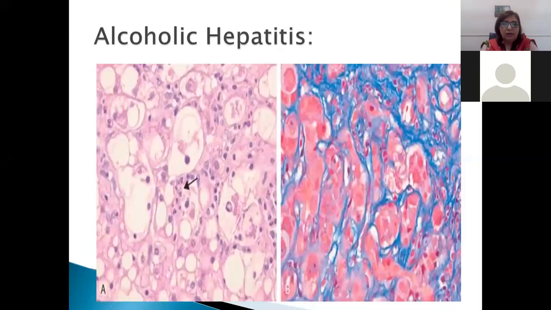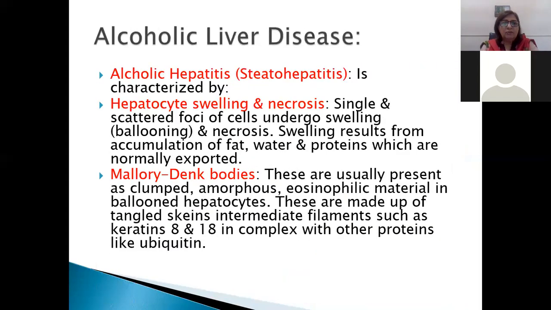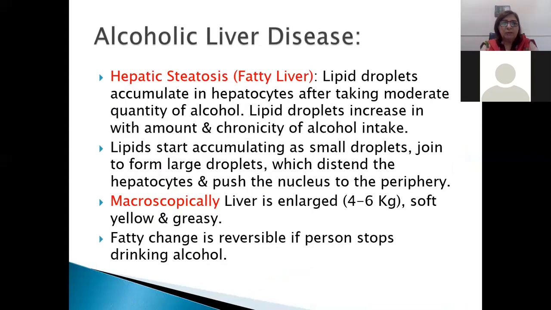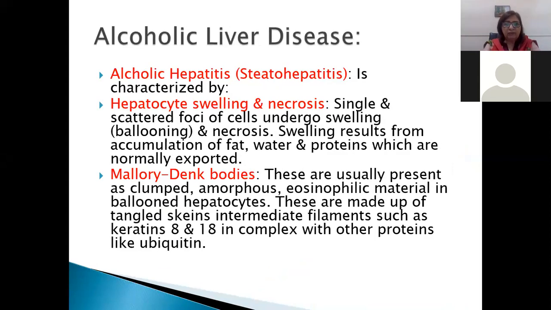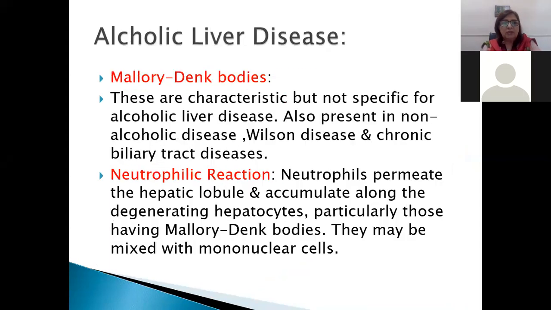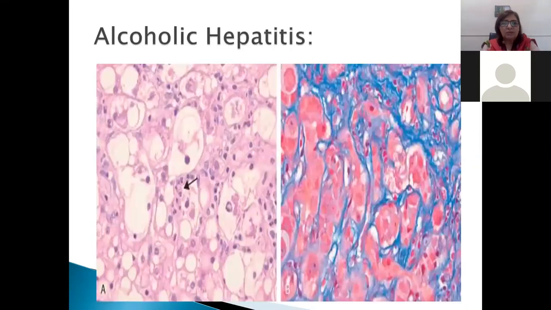So I told you when there is going to be alcoholic liver disease, first there is going to be hepatic steatosis, or fatty liver. Macroscopically the liver is large, and microscopically the liver will show fat cells in them. And I told you in alcoholic hepatitis, there is going to be destruction of the hepatocytes with formation of Mallory-Denk bodies, and neutrophilic infiltrate is present.